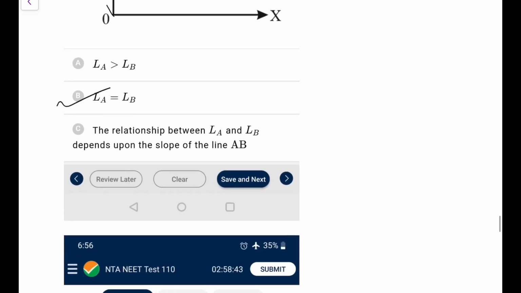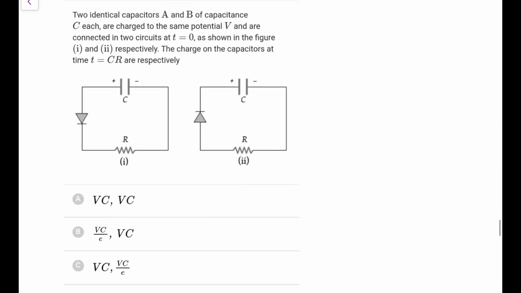So it would be LA equal to LB. Go for option B. That's a very common concept asked many times.